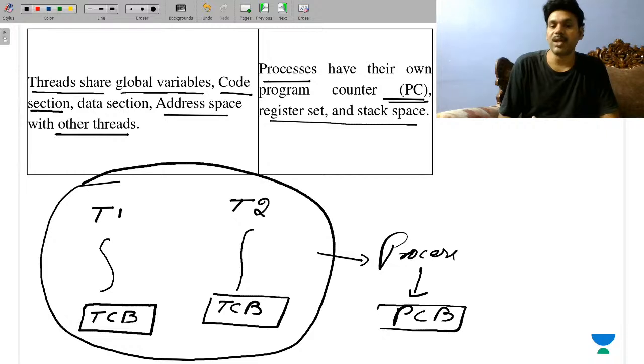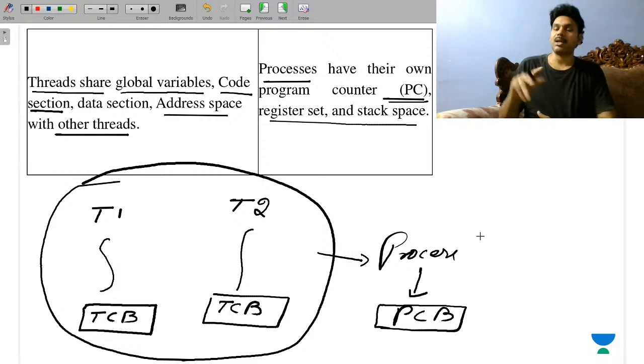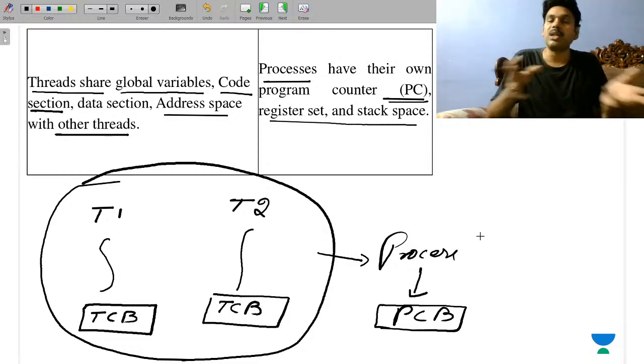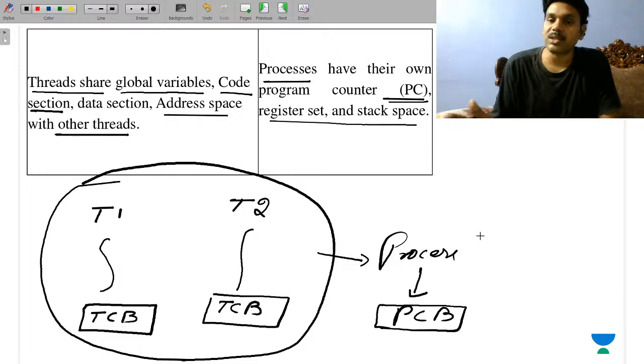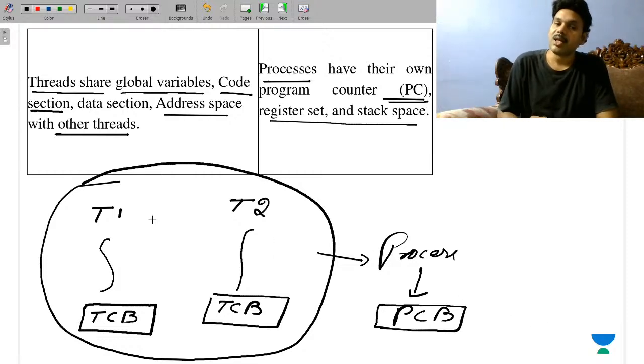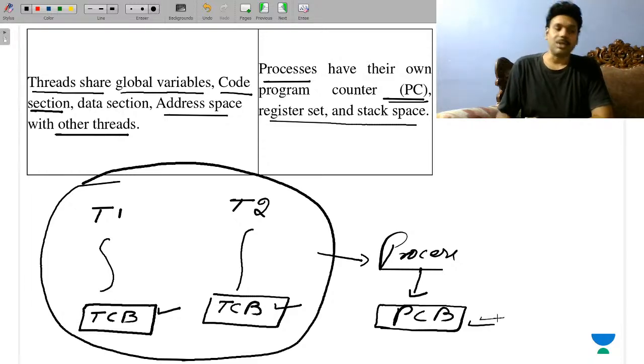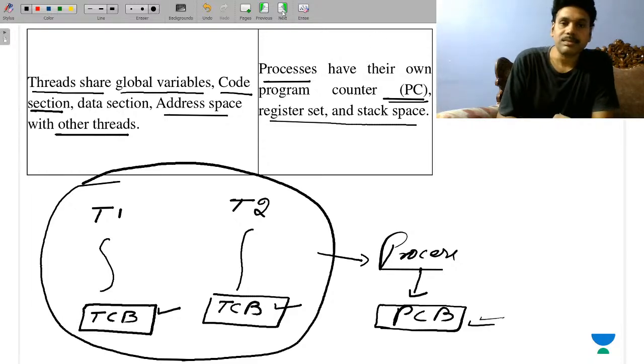Please don't forget that. Whenever I create threads, the process is not going to run as a whole. Please understand, this entire process is not going to run. This time the process is going to run in the form of what? Smaller threads. So these threads are under the control of TCB, and this process is under the control of what? Your PCB.